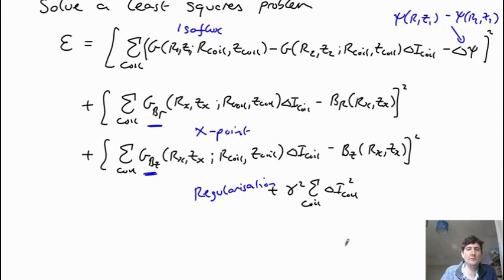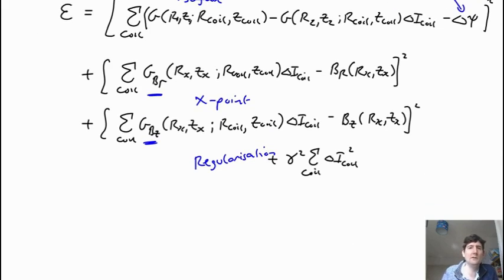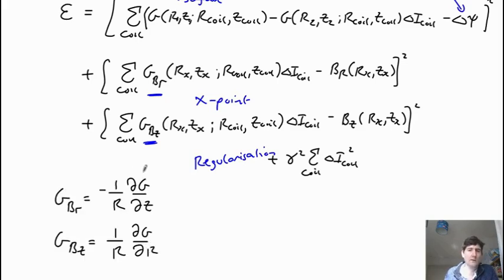So the Green's functions are quite simple. These GBRs and GBZs are just the gradients of the poloidal field. So d psi by dr, for example, gives BZ. So we write down that the radial field is just the gradient of the flux, and the vertical field is just the radial gradient of the flux. And so these essentially calculate the poloidal fields due to a point current source.